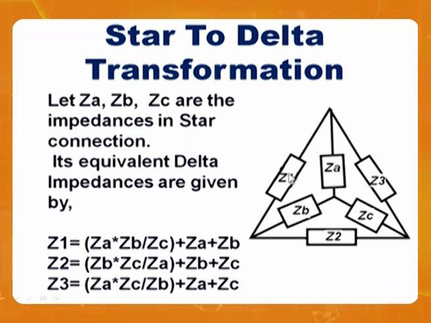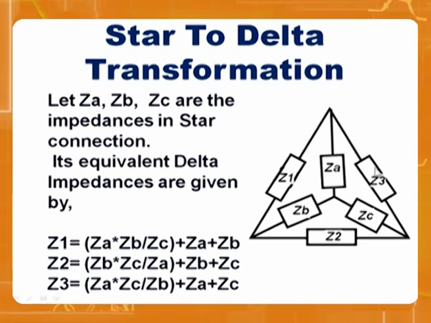So how to get pi components from T components? When you want Z1, the best way to remember is: what are the elements linked to this Z1? ZA, ZB. You multiply them, divided by the third element, then plus ZA, ZB. Now we look at Z2. For example here, ZB, ZC by ZA. Then the remaining other two you add.